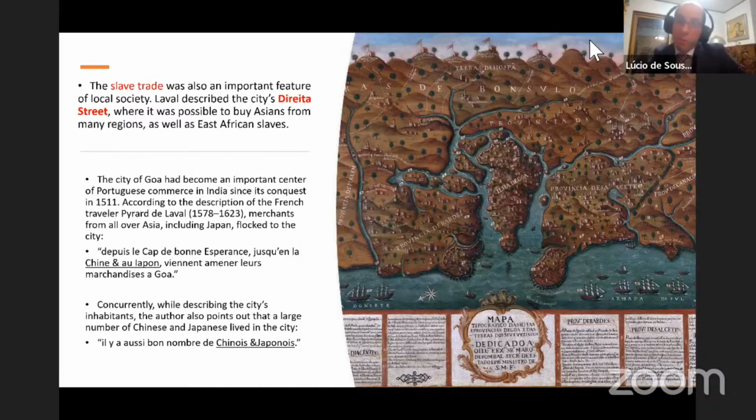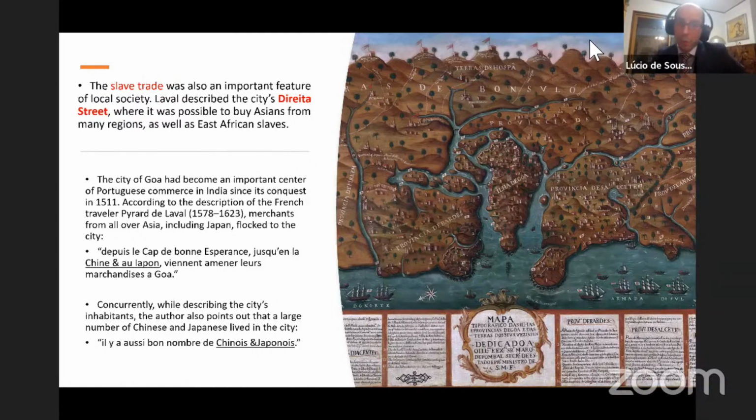And when he was writing about his voyages and his experiences in Asia, after living in Goa, he wrote this: "Depuis les Cas de Bonne Espérance, jusqu'en la Chine, au Japon, viennent amener leurs marchandises à Goa." So this is broken ancient French, but basically it says that when he was living in the city, he found merchants that came from China and from Japan, and they were in the city markets selling their goods.